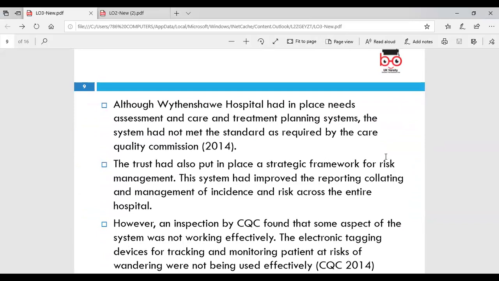The trust also had to put in place a strategic framework for risk management. If you have proper risk management in place, that is how you manage different cases on a day-to-day basis. This system improved the reporting, collating, and management of different incidents that took place on the hospital premises and risk across the entire hospital.